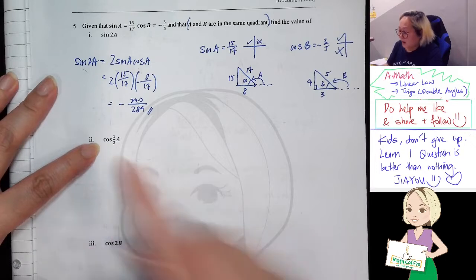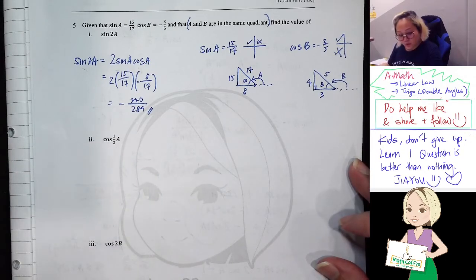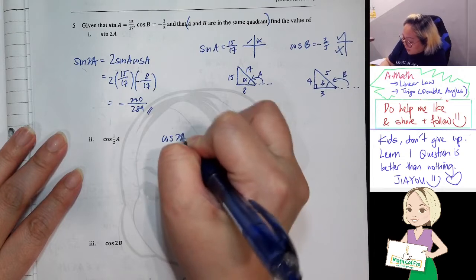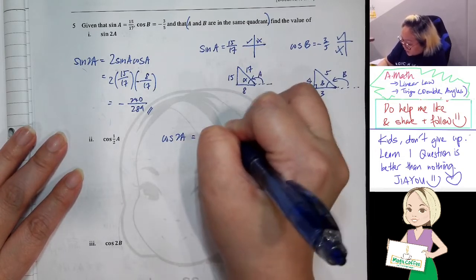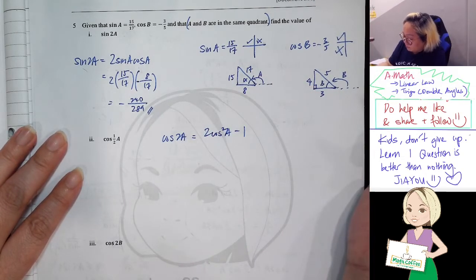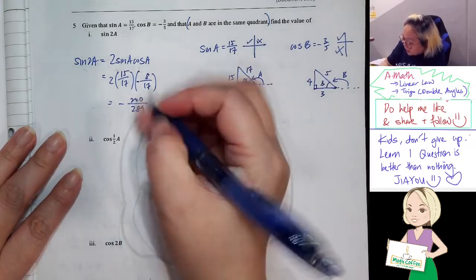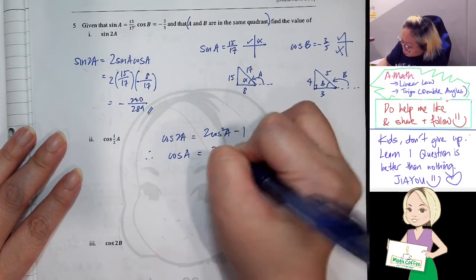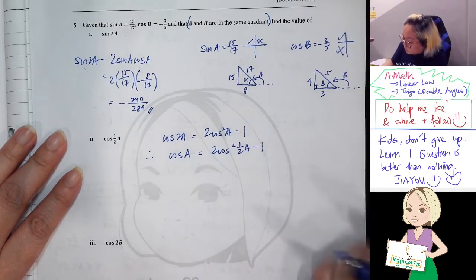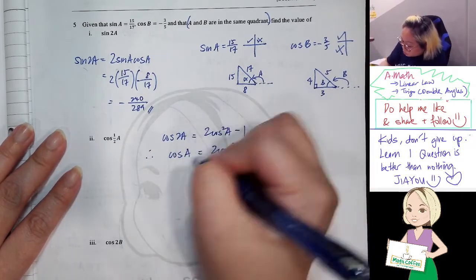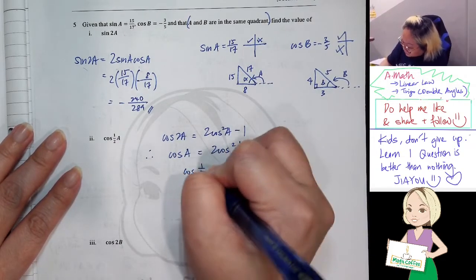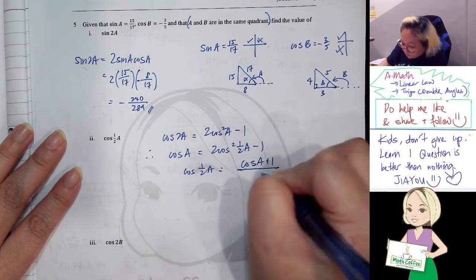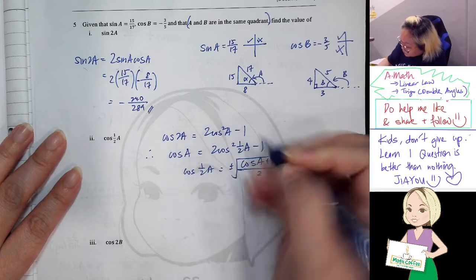So cosine half A. We're going to use the double formula again. So cosine 2A is equals to 2 cosine square A minus 1. Again, I'm going to apply it to half angle, right? So therefore, cosine A is equals to 2 cosine square half A minus 1. Then again, I'm going to use cosine half A as the subject. It will become the square root of cosine A plus 1 over 2, with the plus minus.